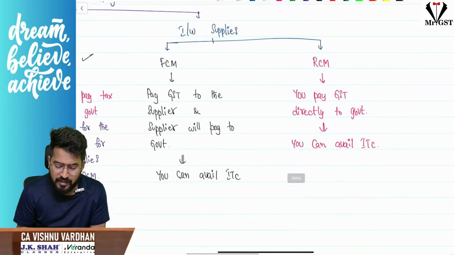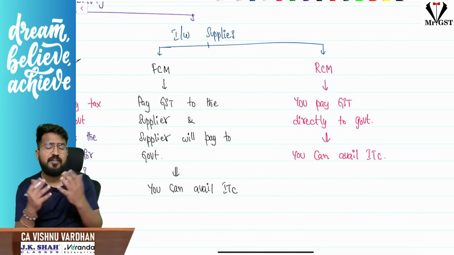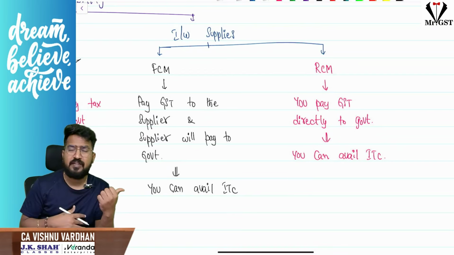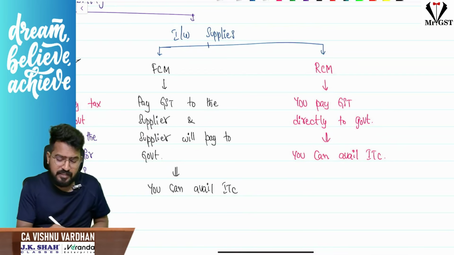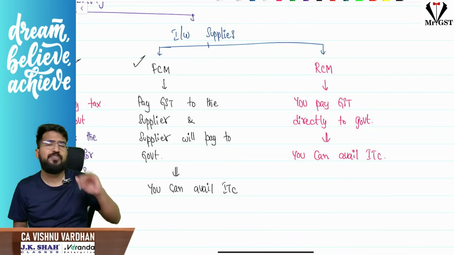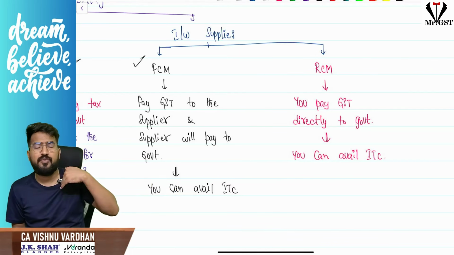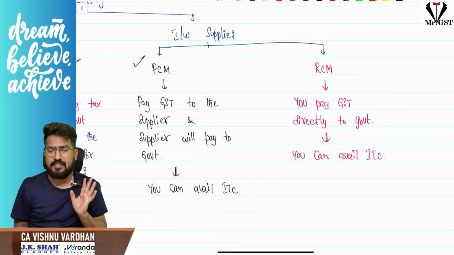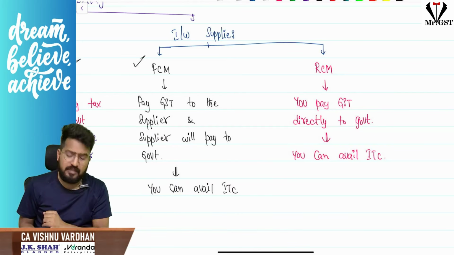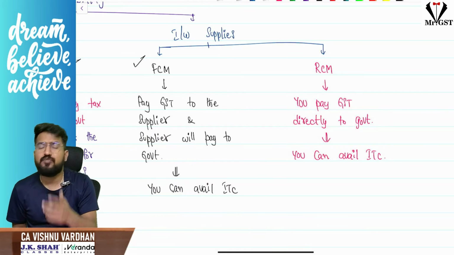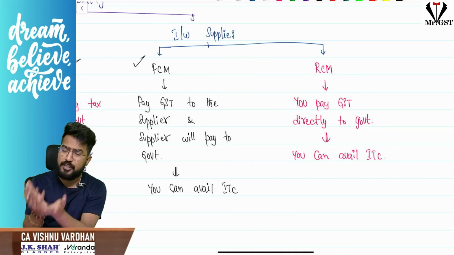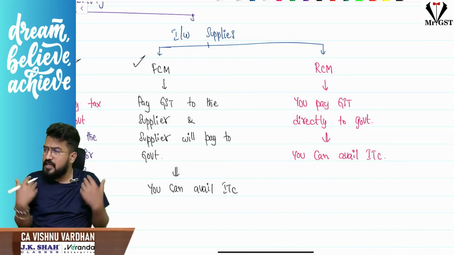Now coming to the next one, sir, if we are making purchases, whether it is covered under forward charge or reverse charge, sir, if it is covered under forward charge, what we will do? We will pay GST to the supplier, supplier will pay to the government, and government will give it to us as ITC. Same way, if the purchases are covered under reverse charge, what we will do? We will directly go and pay GST to the government. Government will give that amount as ITC to us.